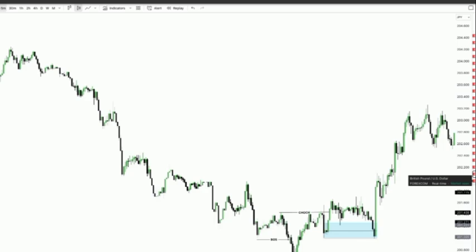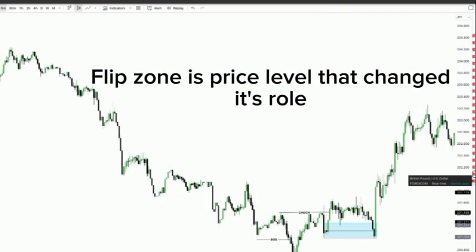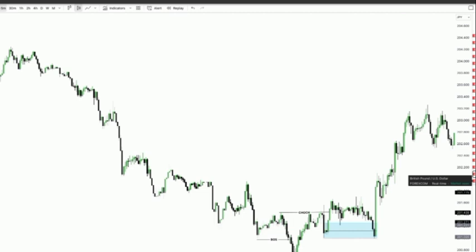What is a flip zone? A flip zone is simply a price level that changes its role. For example, a support zone that breaks and later acts as resistance, or a resistance zone that breaks and later acts as support. This happens because market psychology flips. Buyers who entered earlier may now become sellers, and sellers may turn into buyers. That's why flip zones are powerful. They reveal where traders are trapped and where liquidity sits.